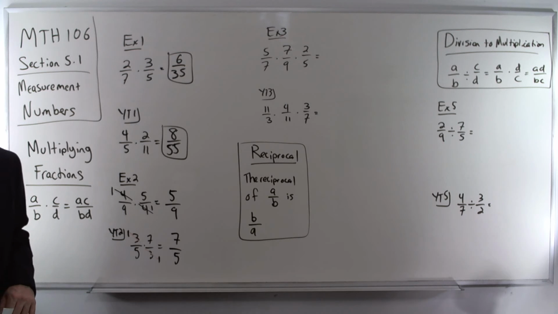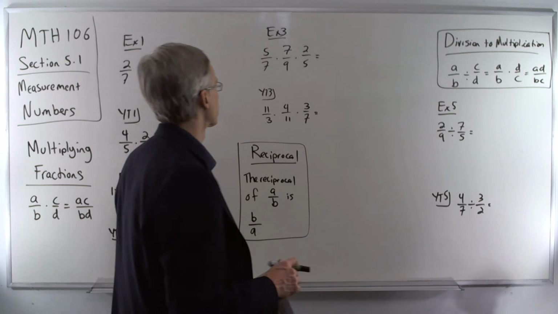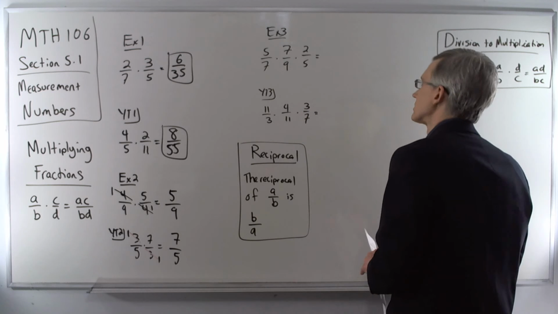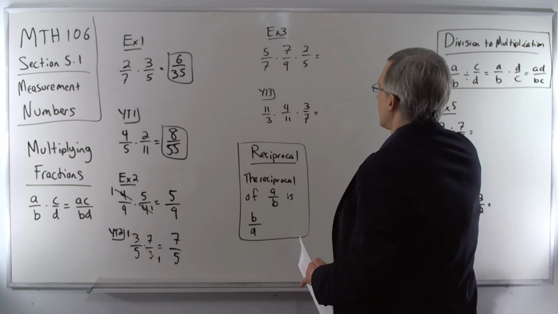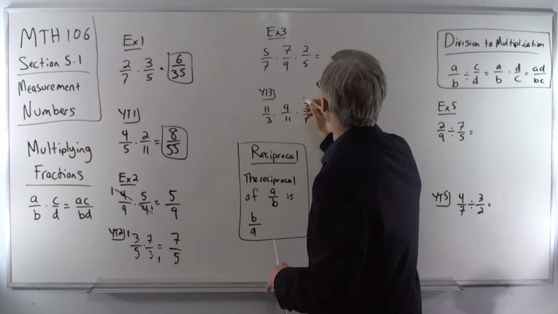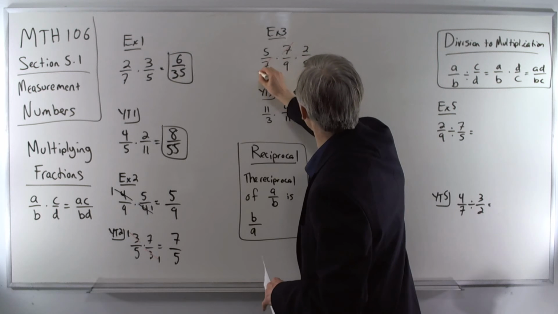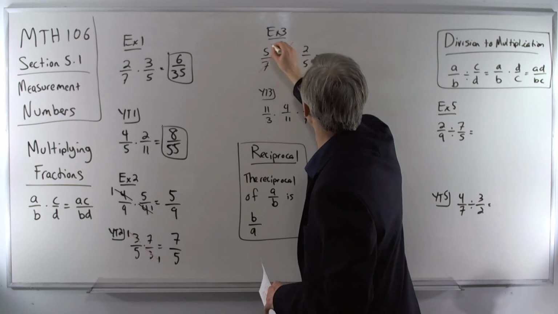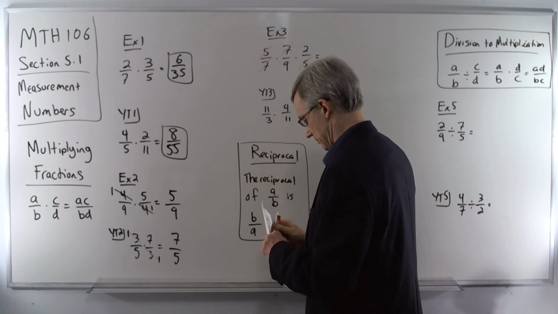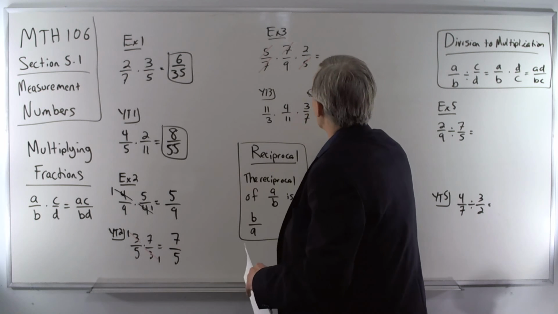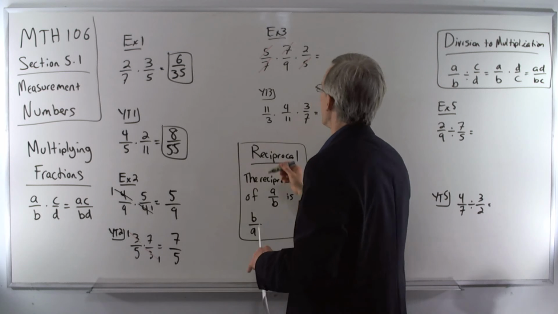This technique extends to any number of fractions. So in example 3, we can look for any pairs of numbers that are the same and cancel them out. So we got a 7 here and a 7 here, those cancel. And a 5 and a 5, those cancel. Now all those numbers turn into 1s.